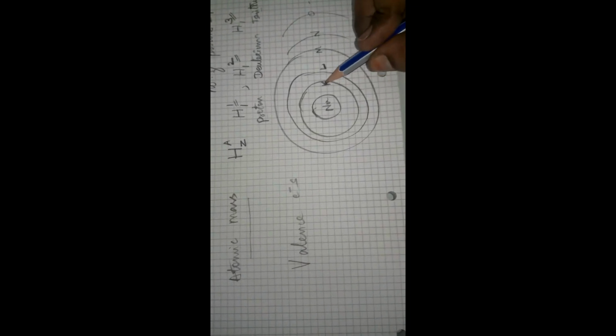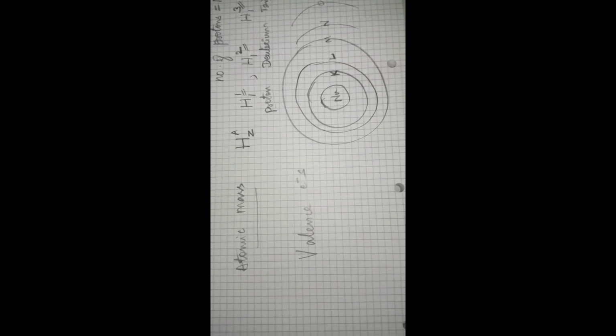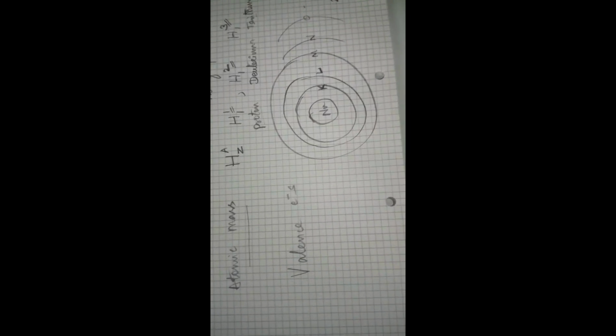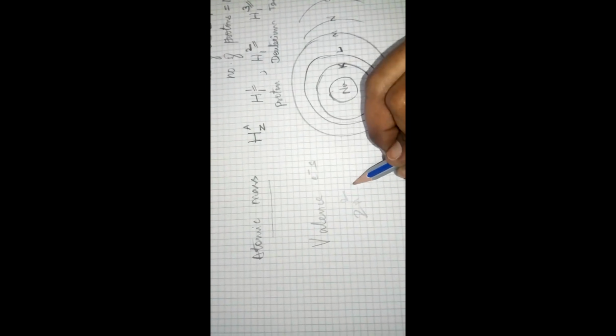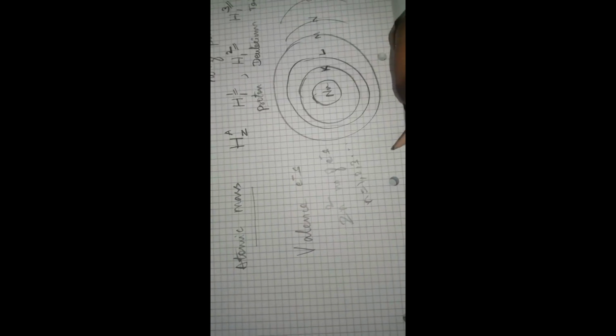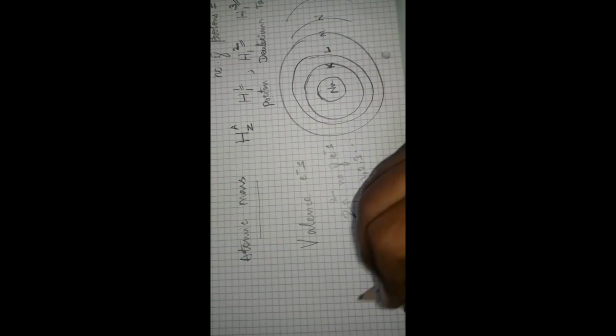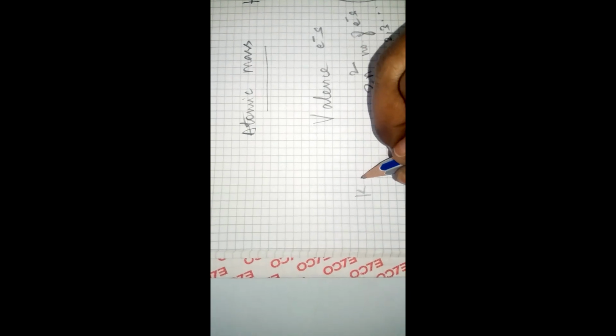So what is the maximum number of electrons each orbit will hold? Each orbit will hold 2n squared electrons, where n is equal to 1, 2, 3, etc. Just as a revisit, I am telling all these things. If you take K, n is equal to 1, so 2n squared is equal to 2 into 1 squared, which is equal to 2. So the K shell can hold a maximum of 2 electrons.